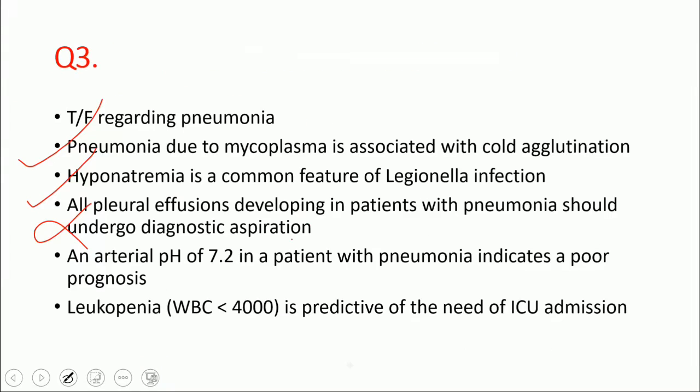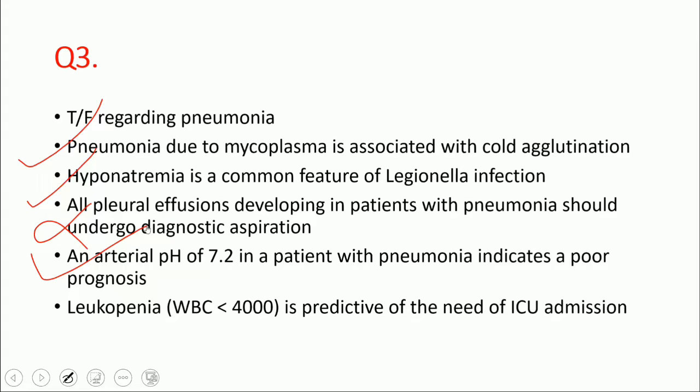So arterial pH of less than 7.2, poor prognosis. So this is acidosis, a poor prognostic marker. And leukopenia with a WBC count of less than 4,000 is predictive of the need for ICU admission.